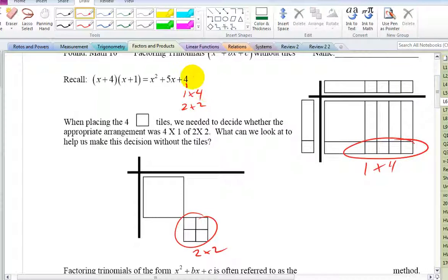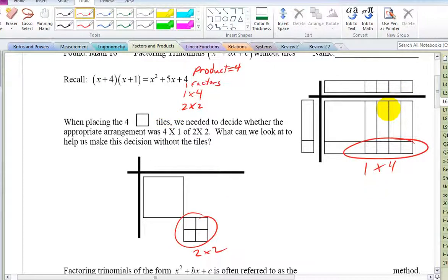Today we're going to call these the product equals 4. And so we're going to look at the factors of 4: 1 by 4, 2 by 2. So when we're doing our diagram, what do we look at to decide on which arrangement?